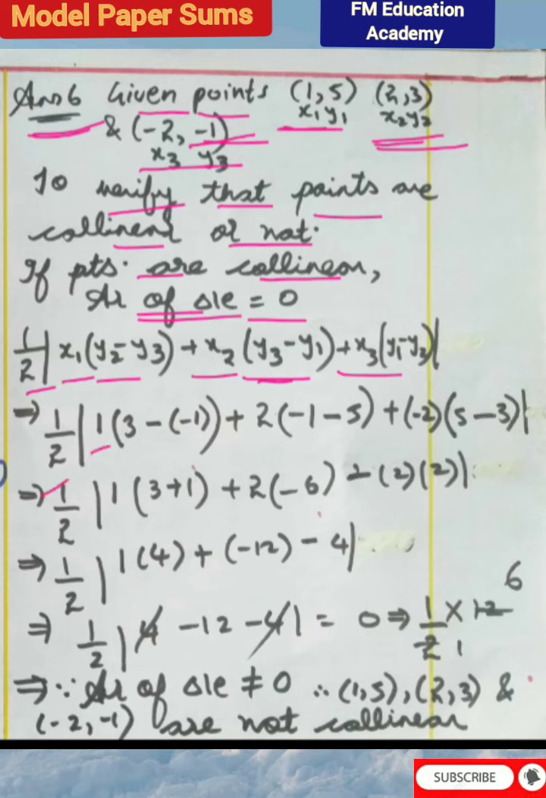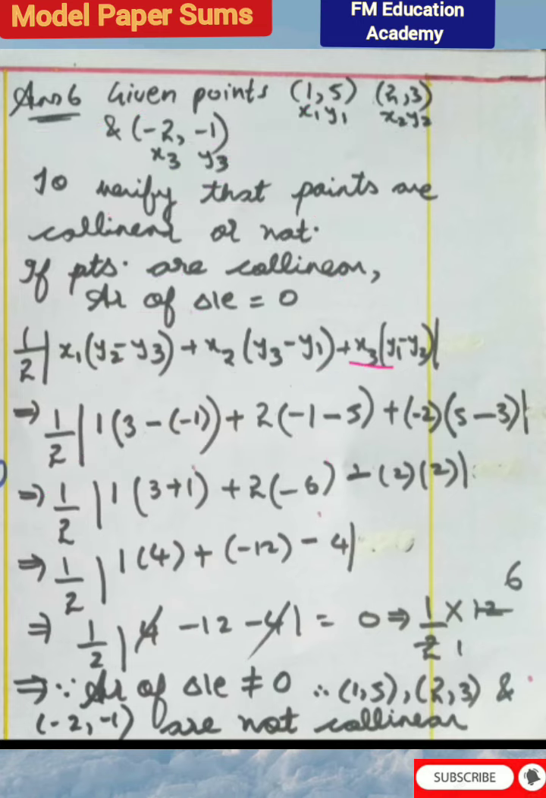So half modulus, what is x1 here? x1 is 1, so substitute 1 into y2. What is y2 here? y2 is 3, so substitute 3 minus y3. What is y3 here? Minus 1, so substitute minus 1, plus x2. What is x2 here? 2 into y3. What is y3 here? Minus 1, so minus 1 minus y1. What is y1 here? 5, so substitute 5. Plus x3. What is x3 here? Minus 2. So minus 2 into y1, which is 5, minus y2, which is 3.